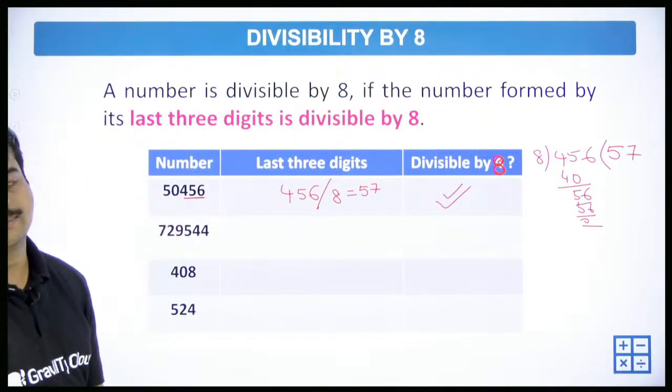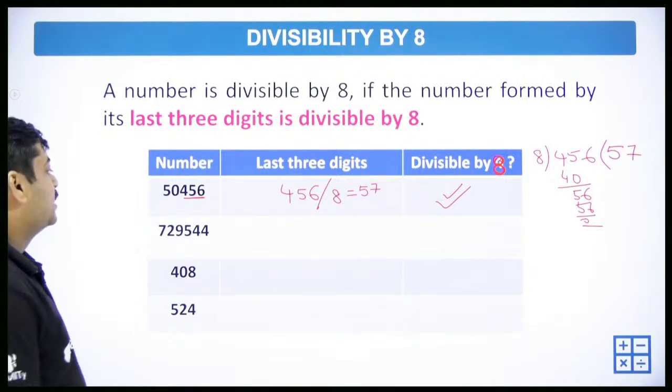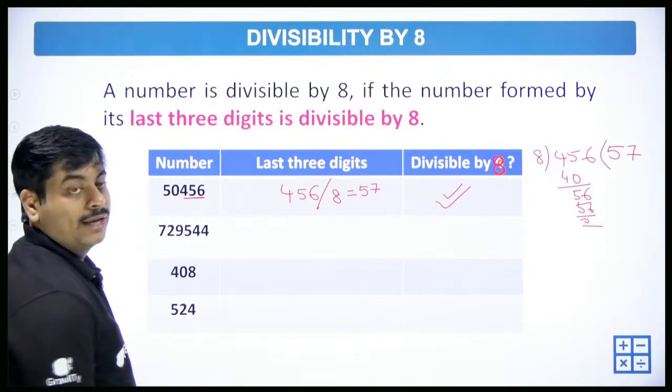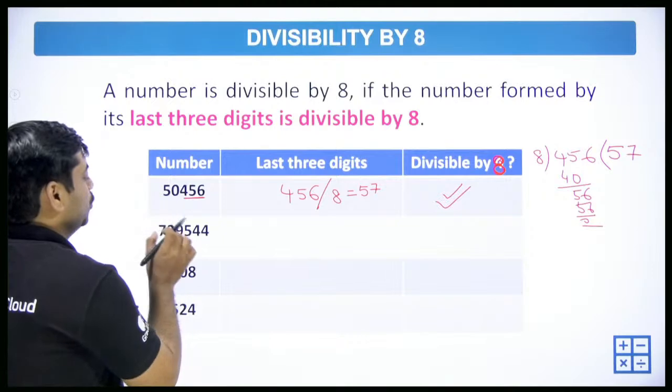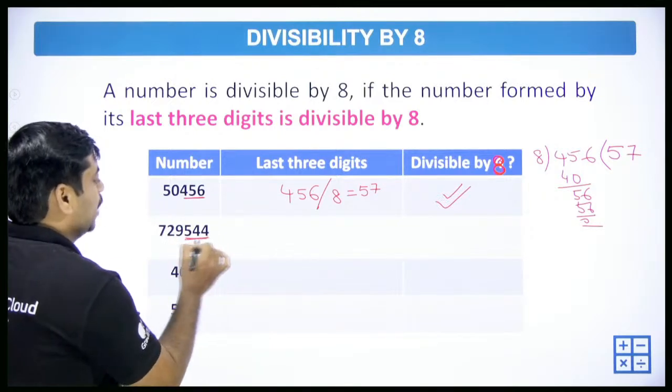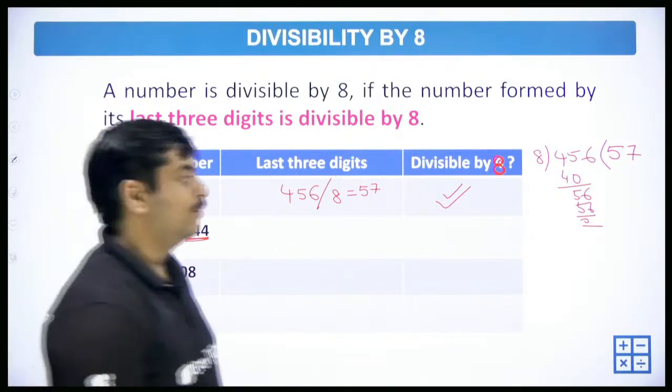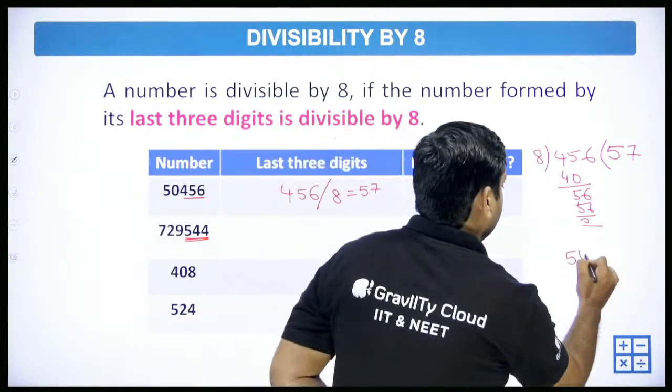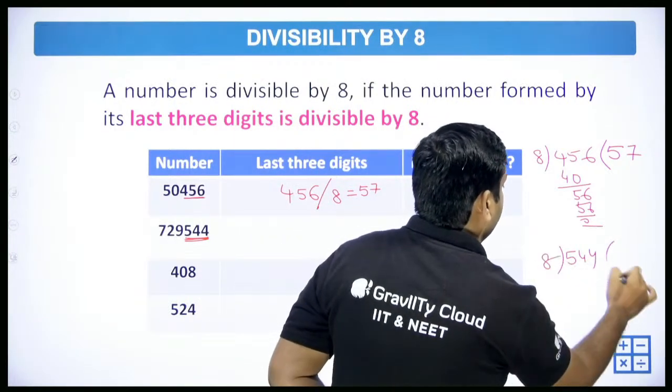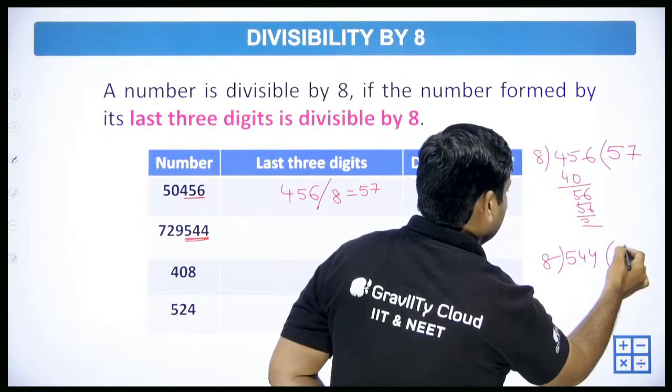Let us try to add. 7 plus 2 is 9, 9 plus 9 is 18, 18 plus 5 is 23, 23 plus 4 is 27. The sum of the digits is 27, so it is divisible by 9. Next step, 544: 5 plus 4 plus 4 is 13, so is it divisible by 9? No.